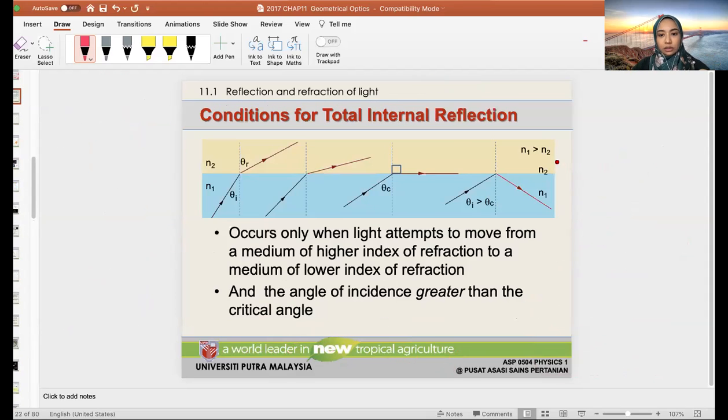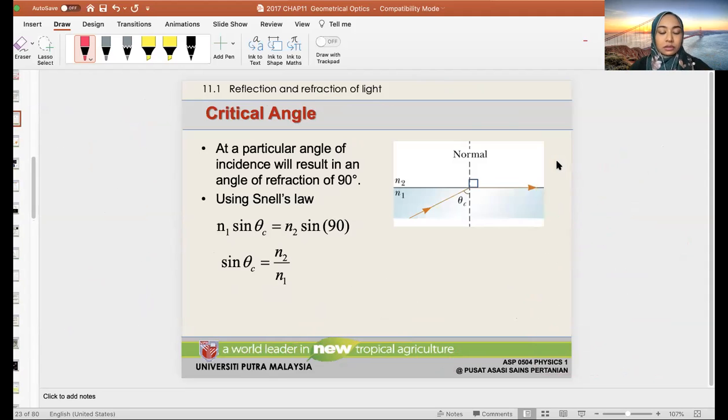Okay, so what is the equation? Wait. This guy. So sin theta C is N2 over N1. Take note, N1 should be greater than N2. So that is your equation.